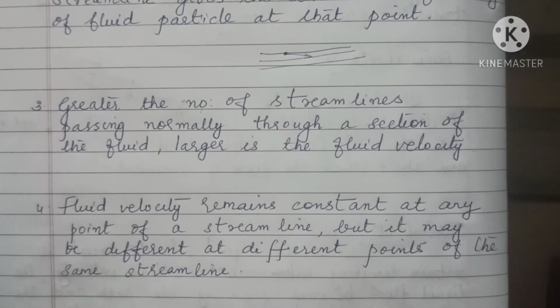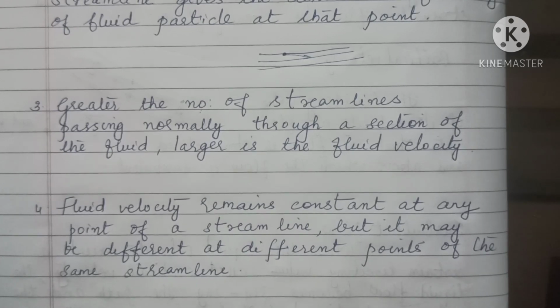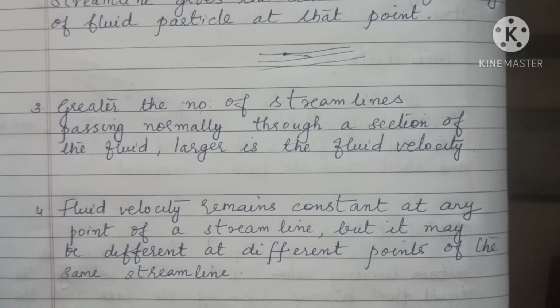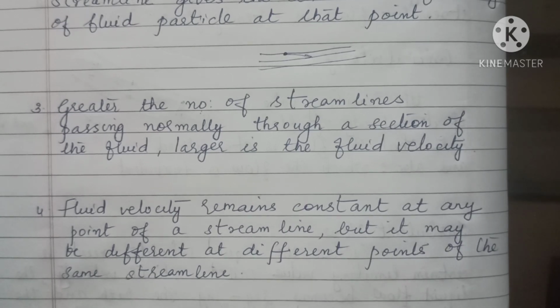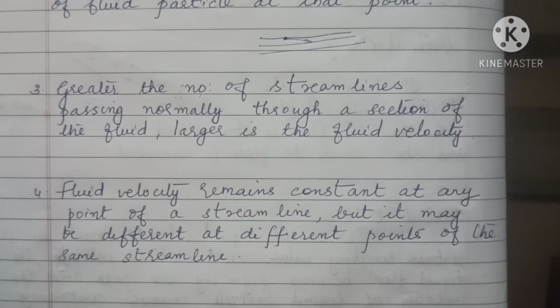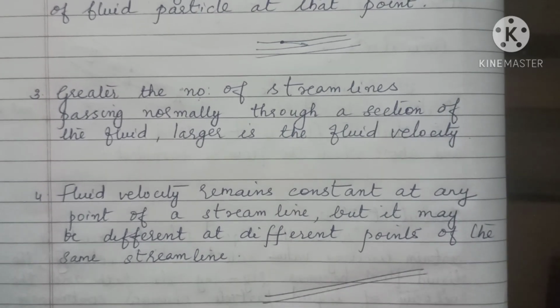Next, greater the number of streamlines passing normally through a section of the fluid, larger is the fluid velocity. So if there are a large number of streamlines passing through a section of fluid, it indicates that at that point the fluid velocity is larger. So as the number of streamlines increases, it indicates that the speed of the fluid at that area or at that section is larger. Okay, next, the fourth point is the fluid velocity remains constant at any point of a streamline, but it may be different at different points of the same streamline. So this is a streamline, clear?